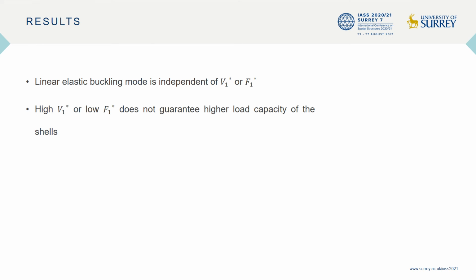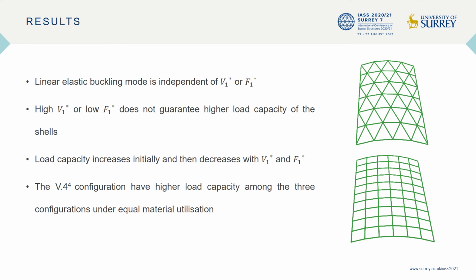So let's look at the results obtained from this study. Linear elastic buckling mode is independent of the average edge valency of vertices and faces. High average edge valency of vertices or low average edge valency of faces does not guarantee high load capacity of the shells. From the graphs, we can see that the load capacity increases initially, then decreases with average edge valencies. And finally, the V4 configuration has higher load capacity among the three configurations under equal weight of the structure.